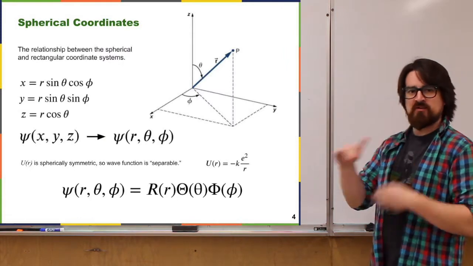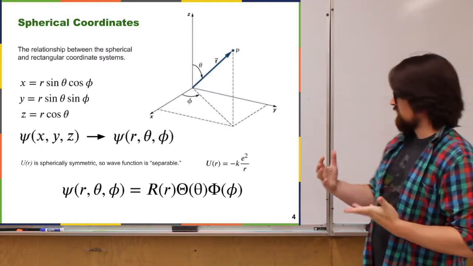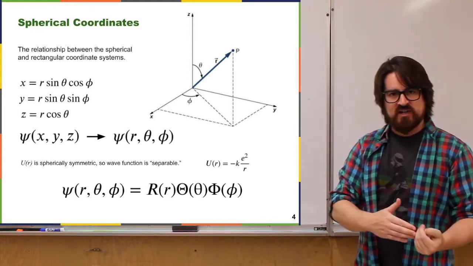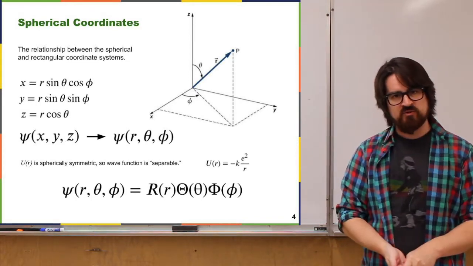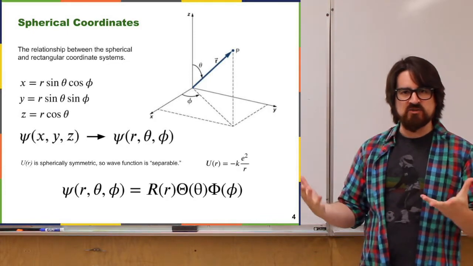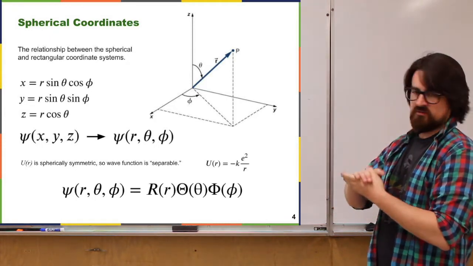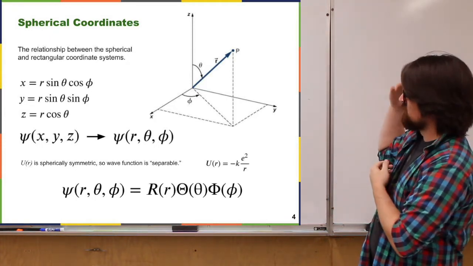So just a little bit about the process that you have to go through in order to get to these solutions. For one, it makes a lot of sense to transform from rectangular coordinates, x, y, and z, to spherical coordinates, because the potential is spherically symmetric. It only depends on the radius. Hopefully you're fairly familiar with spherical coordinates.